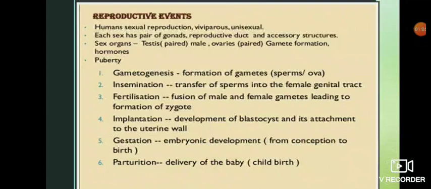Now the zygote further undergoes cleavage to form a blastocyst, and this blastocyst is attached to the uterine wall, and this process is known as implantation. Further embryonic development and later on delivery of the baby takes place, and that process is known as parturition. Let us examine the male reproductive system.